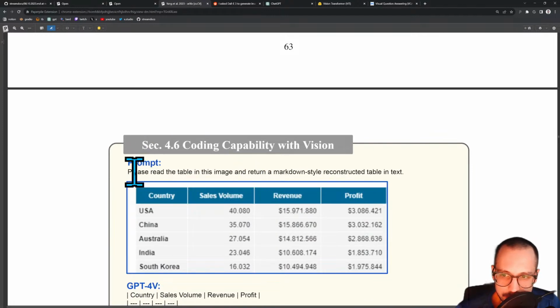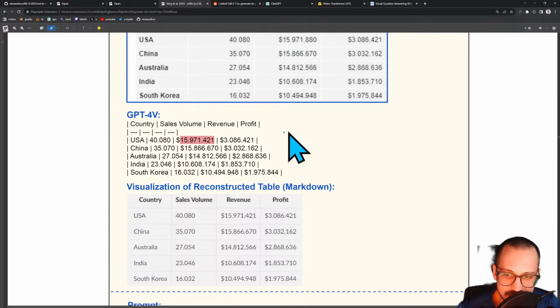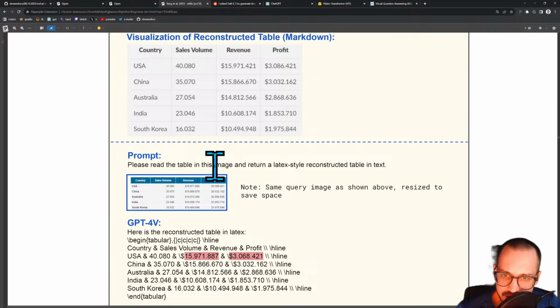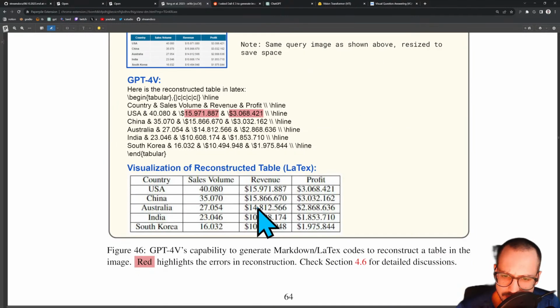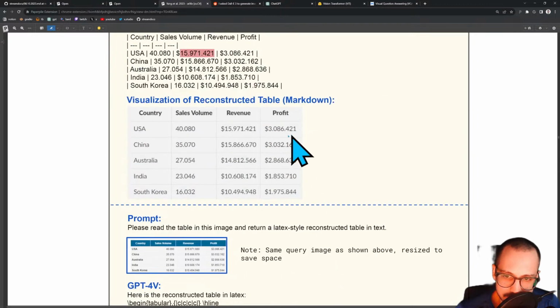Coding capability. Please read the image in this table and return a markdown style reconstructed table in text. Basically gets it correct, except it gets this wrong. That's kind of weird. It makes little mistakes. Why does it make these mistakes? You know, we don't know.